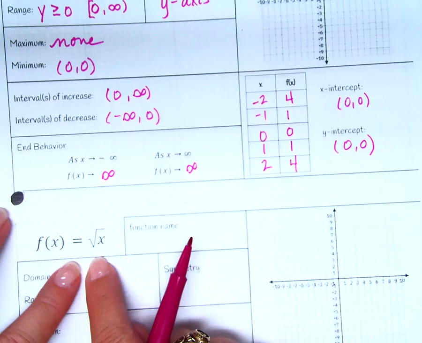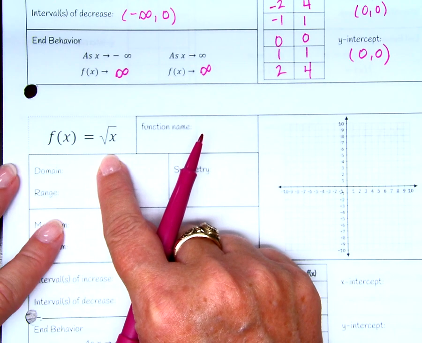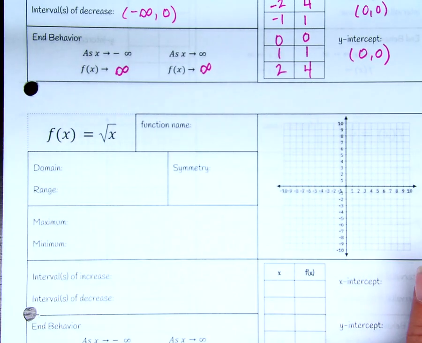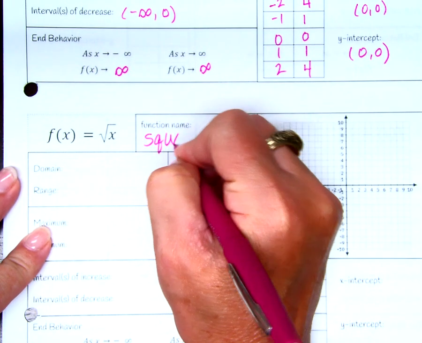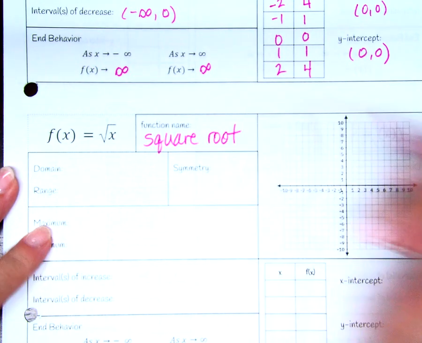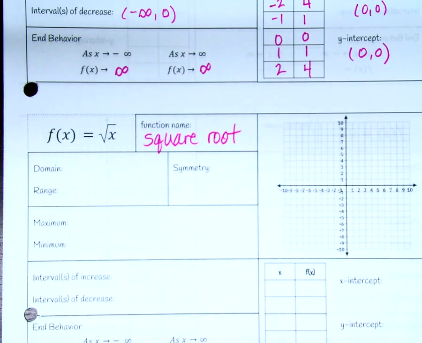All right, any idea what this one's called? What does it seem like it might be called? Any guesses? That's exactly what it's called. It's called a square root function. Okay?